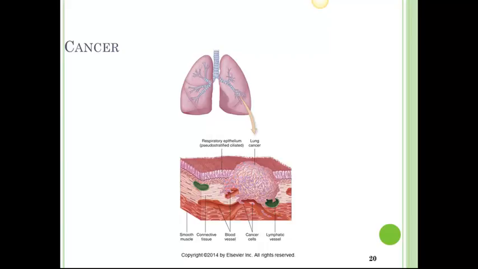Cancer is pictured here. Below here is a little excerpt from the lung, and what you can see here is an abnormal mass of proliferating cells in the lining of the lungs. And then as you can see below, the cells are now entering the lymph and blood systems. So this would be considered a malignant tumor.